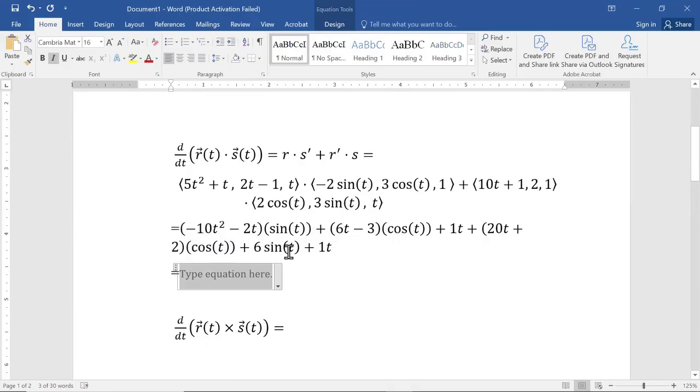And then, since this has a sine t and this has a sine t, I can combine the coefficients. I can combine negative 10t squared minus 2t plus 6 and put all of that in front of a sine t.